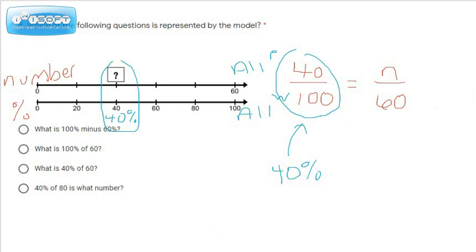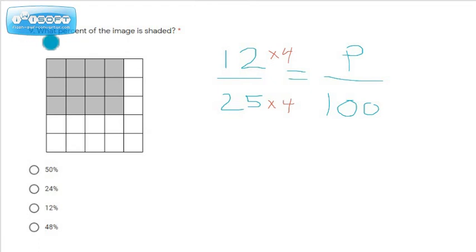All right, let's take a look at the next one. What percent of the image is shaded? Remember, percent means some value out of 100. So we're talking about parts and wholes. Now, what's the whole? What's the all of it?